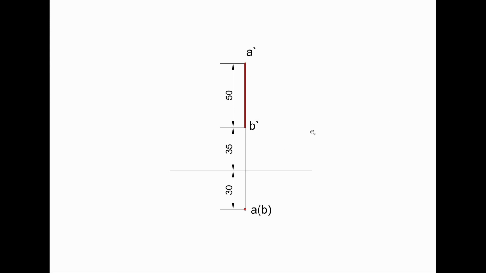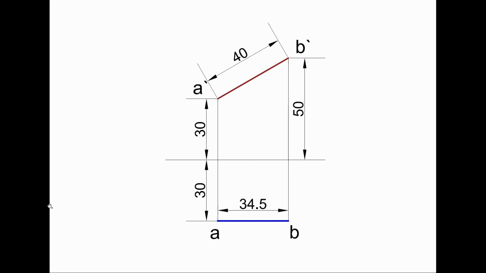Okay, now we will move on to the next one, that is line inclined to one plane. Here we have a line that is inclined to the horizontal plane and parallel to the vertical plane. You can see in the top view the line is parallel to the XY line, which means that it is parallel to the vertical plane. And in the front view it is inclined to the XY line, which means that it is inclined to the horizontal plane also. So it is inclined to the horizontal plane and parallel to the vertical plane.